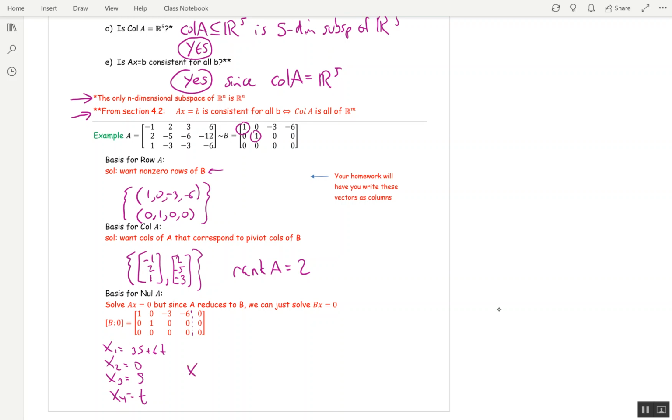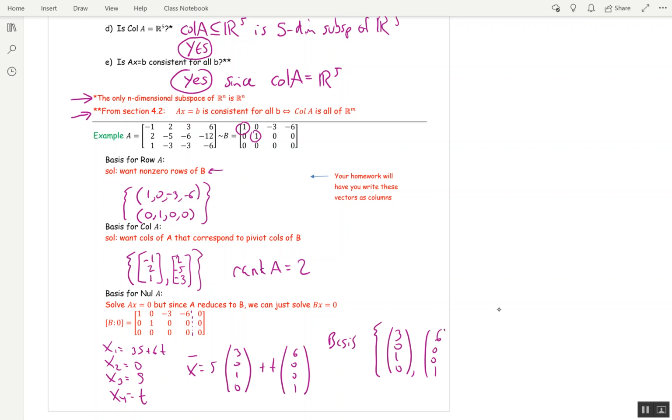So our solutions look like S times (3, 0, 1, 0) plus T times (6, 0, 0, 1). So a basis for null A consists of the 2 vectors there without the S and the T: (3, 0, 1, 0) and (6, 0, 0, 1).